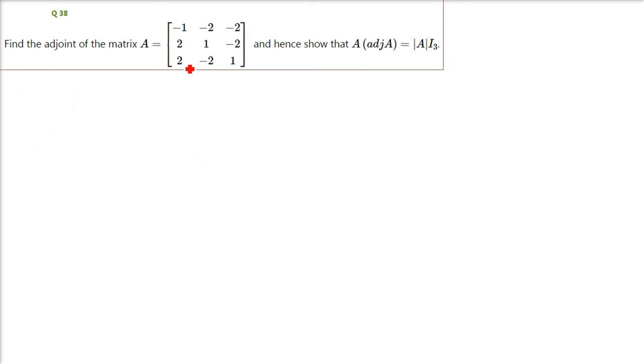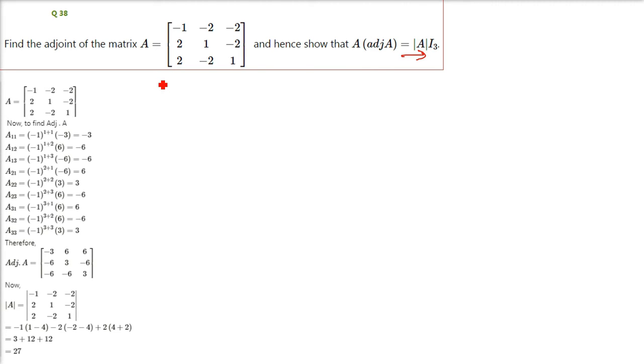Next one, A is given. First you have to find the adjoint of A, then the determinant of A. That is the only thing you have to find and put in the equation. But we have to find the adjoint first, because the adjoint will be used in this equation also. Adjoint is simply: you take all the values, find the cofactor of those values, and once you have computed the cofactors, you take the transpose. That will be the adjoint.